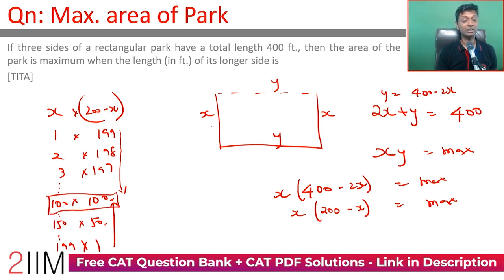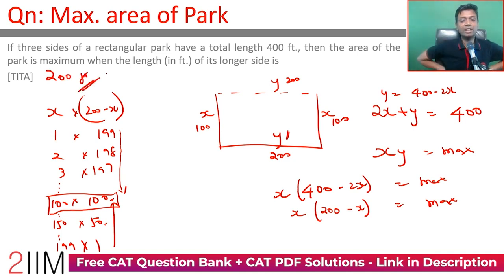or their maximum is when x is 100. This is 100, this is 100, this is 200. Area of the park is maximum when x is 100 and y is 200. The length of the longest side, which is y, should be 200 feet.